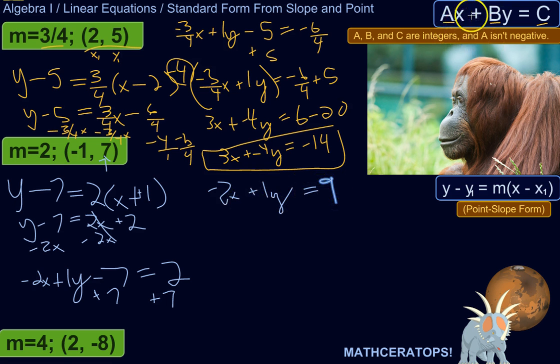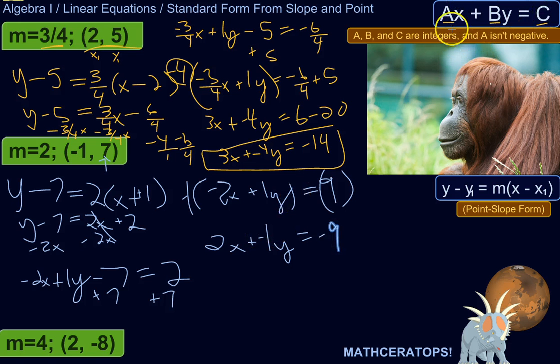All these are integers. -2, 1, and 9 are all integers, but I'd really like this to be positive. So I can just multiply everything by -1 just to flip the sign. So -1 times -2 is just 2. So that's 2x. This becomes -1y, and this becomes -9.